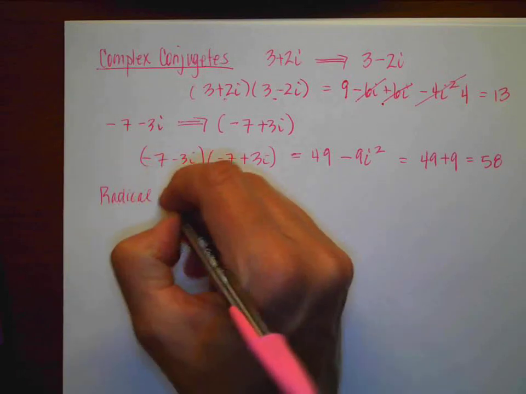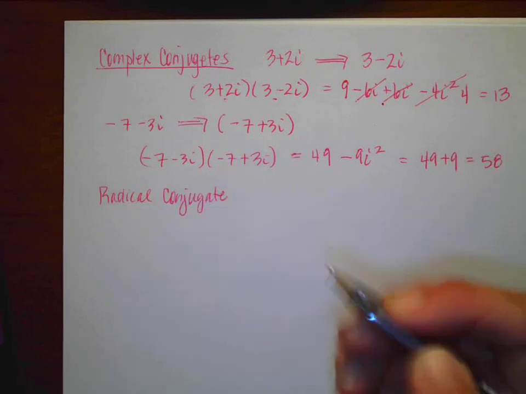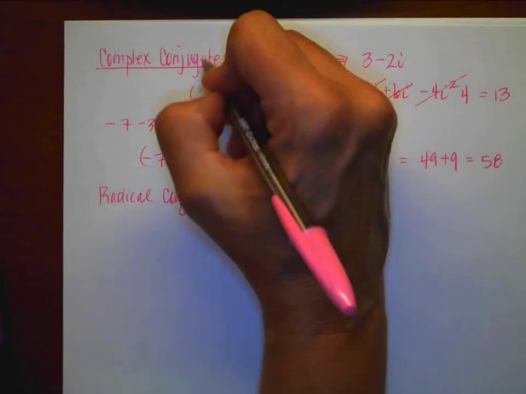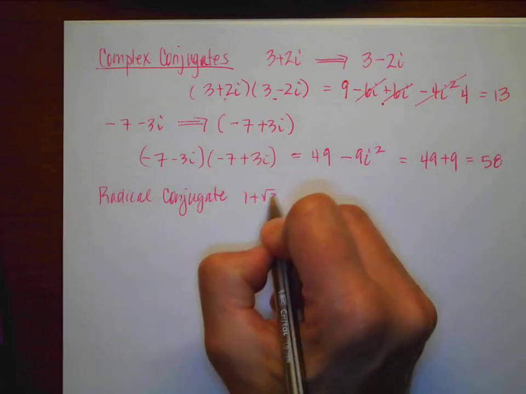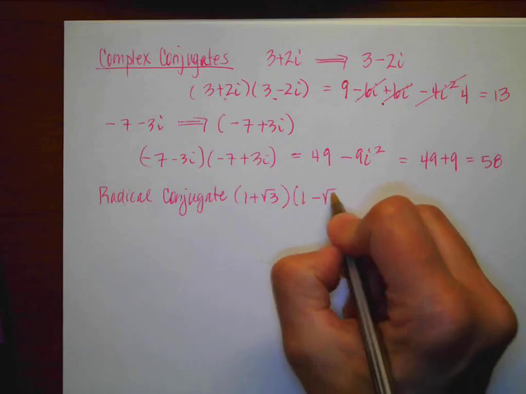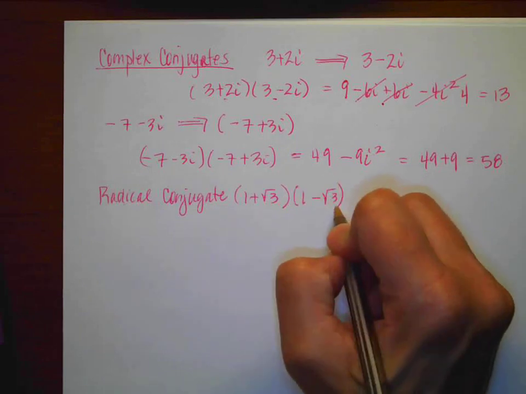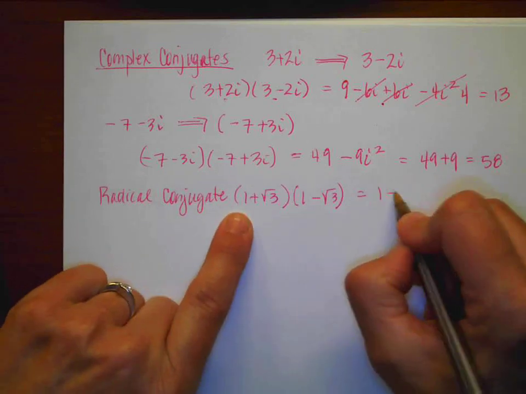Here's a radical conjugate. That sounds like it's going to be such a problem child. So a radical conjugate, I spelled that guy wrong. So let's say I had 1 plus radical 3. Well, the radical conjugate would be 1 minus radical 3. And the same thing would happen if I multiplied those two together.